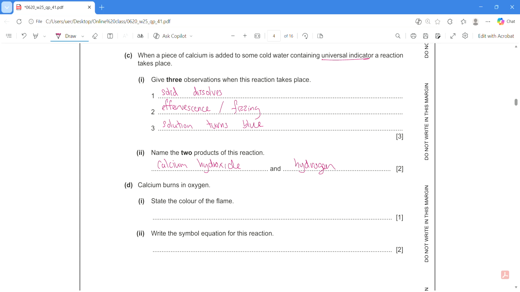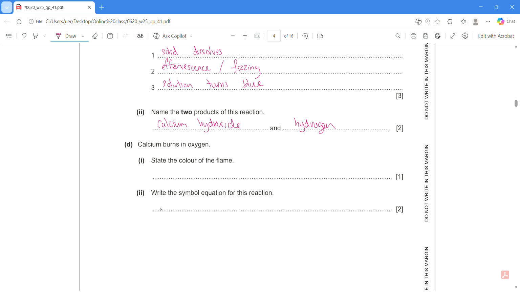So easy. Question D. Calcium burns in oxygen. State the color of the flame. Oh, so this one is your flame test. So the colors of the flame test you have to memorize for your paper 4, because the table is not given in P4, but they are only given in P6. Okay, so the color of the flame, if you memorize correctly, is orange-red.